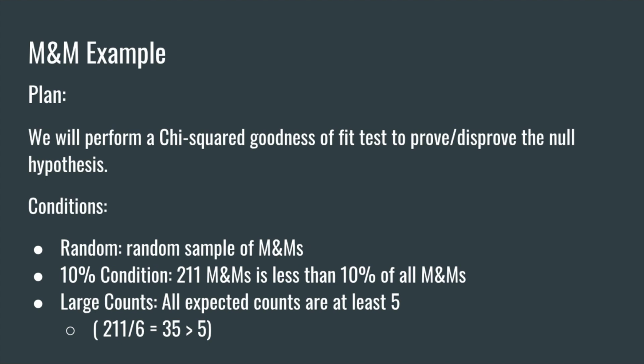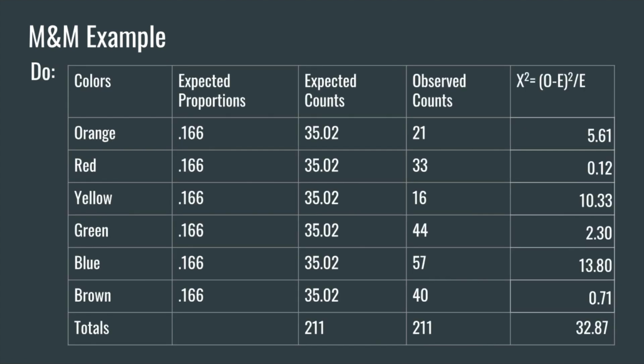the null hypothesis. To check our conditions, we're assuming that our sample comes from a random sample of M&Ms, and in that random sample there are 211 M&Ms, which is less than 10% of all M&Ms. Therefore, the 10% condition is satisfied. And for the large counts, all expected counts are at least 5. So if we divide our total amount of M&Ms by the number of colors, we get 35, which is greater than 5.